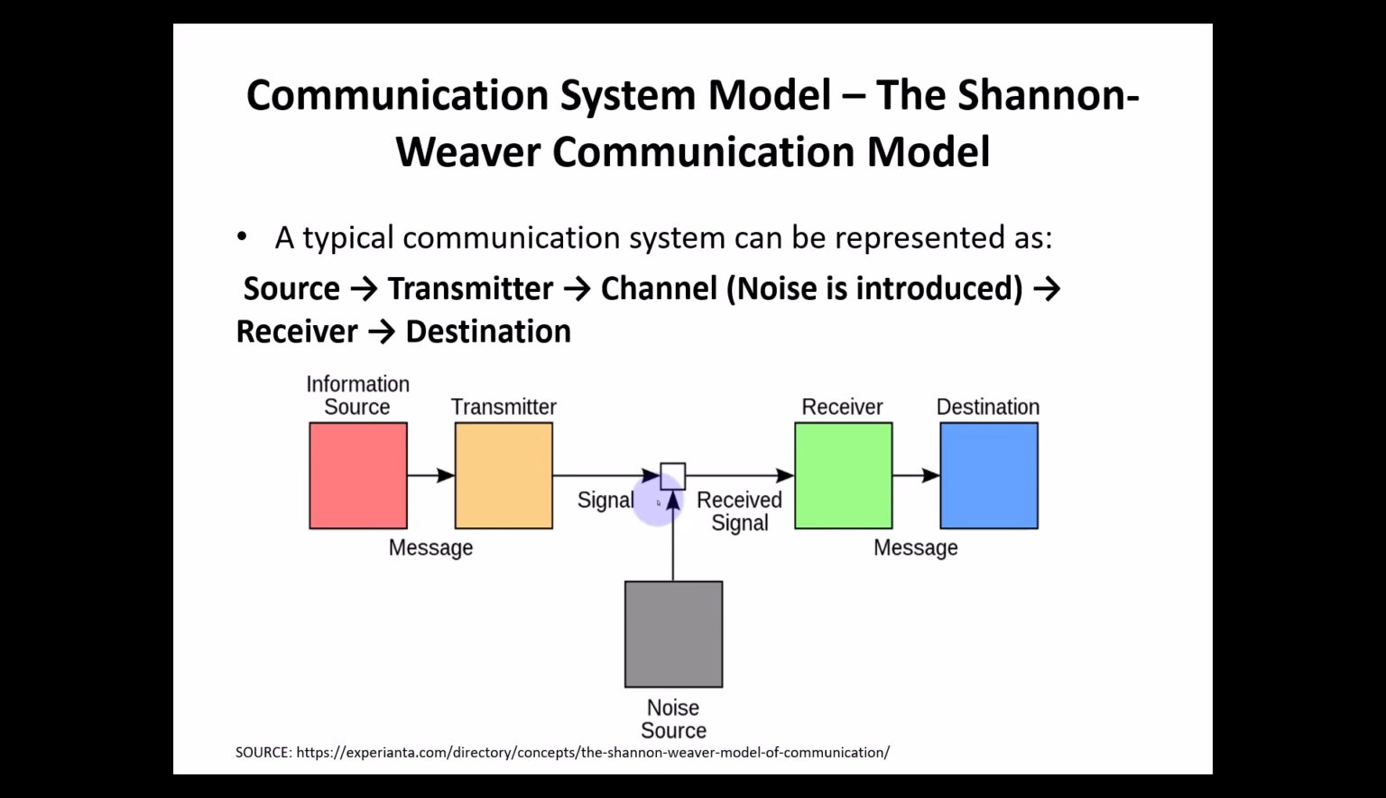And then inside the channel, noise is introduced. We'll go into details of what we mean by noise in a subsequent lecture. Finally, the data gets to a receiver, and then the receiver also passes it on to the destination device. So this is the model Shannon-Weaver proposed as the communication model. And this is the basic model that we've looked at. So these components here should not be missing from any communication system that you build.